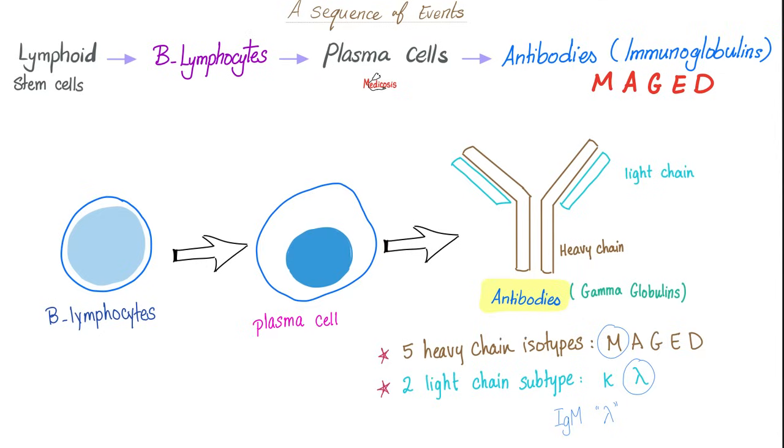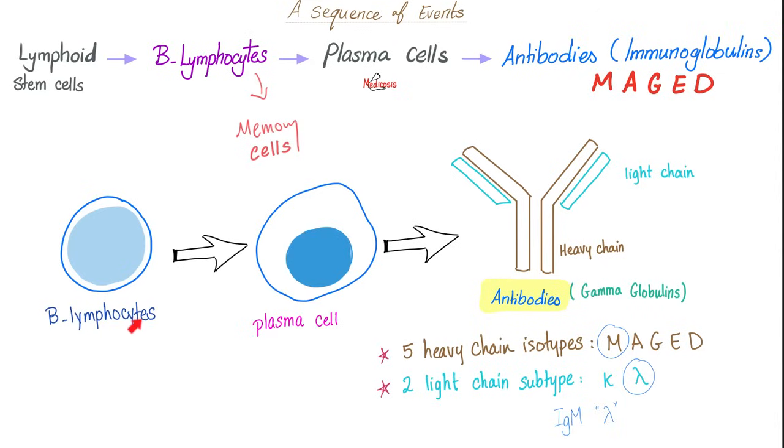Let's talk about the B-lymphocytes. When they mature, they give you two things: memory B cells and plasma cells. Let's talk about the plasma cells. Plasma cells secrete antibodies, which are immunoglobulins, which are gamma globulins, including IgM, IgA, IgG, IgE, IgD.